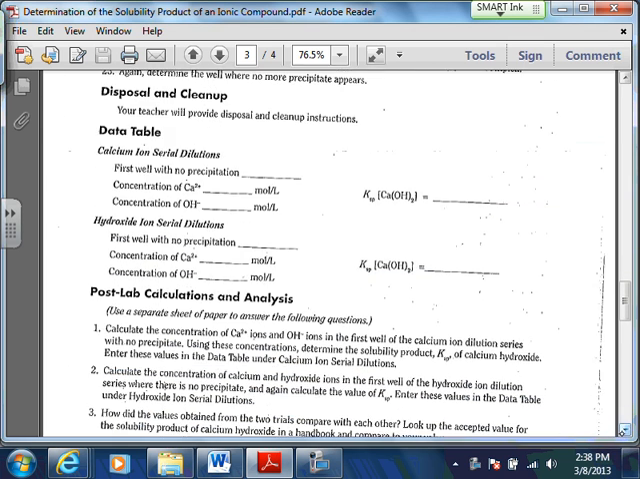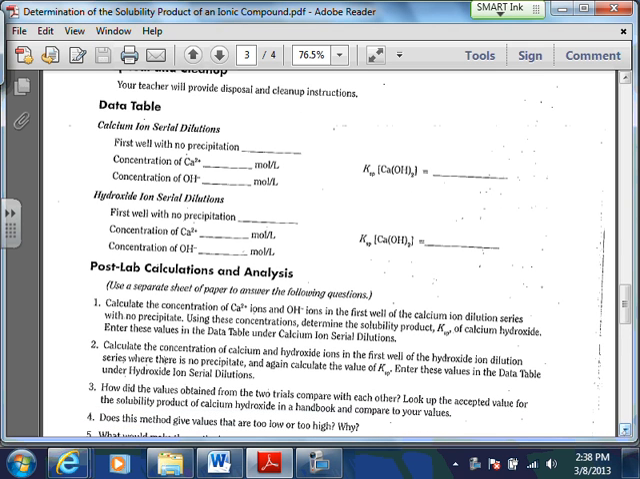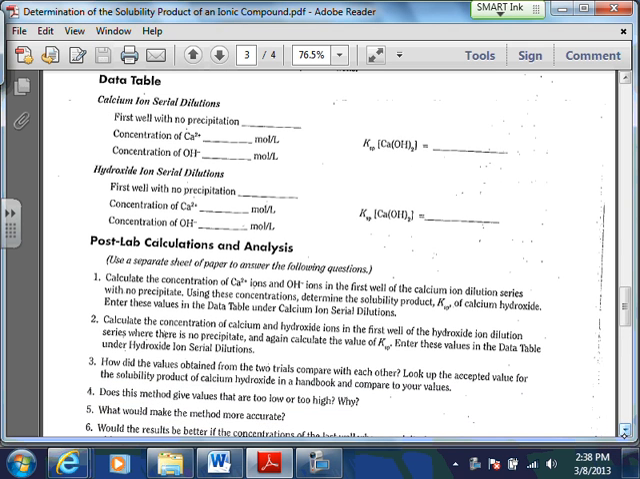So it's a fairly simple lab. You should be able to do all of the data collection for that in one day. It really shouldn't take too long. The serial dilutions take a little while, but if you know what you're doing, it'll move pretty fast. Then you're just going to label, for the calcium ion serial dilutions, the first well with no precipitation, and then for the hydroxide ion, again, the first well with no precipitation, and then figure out the concentrations of both of those in that well. There are no data tables for this, which is interesting. I would recommend making a data table just to make this easier on yourself. You don't have to.